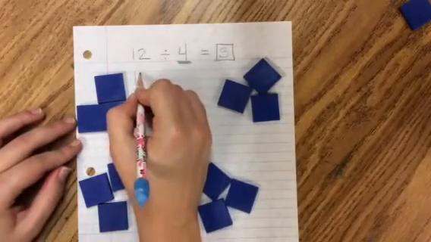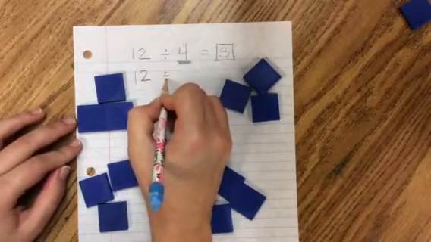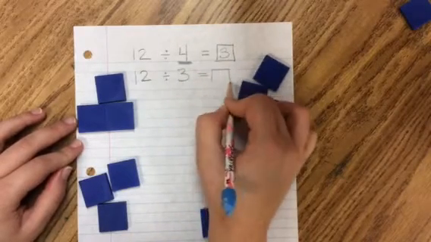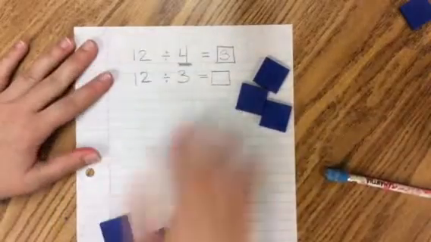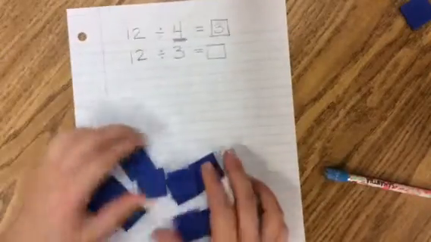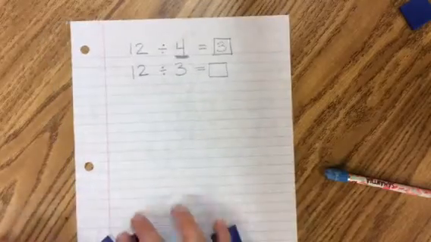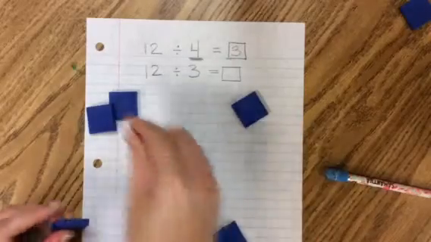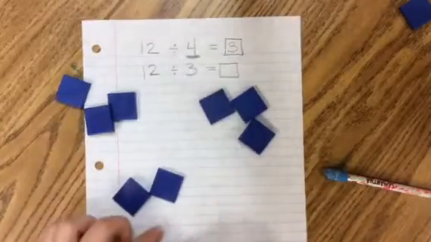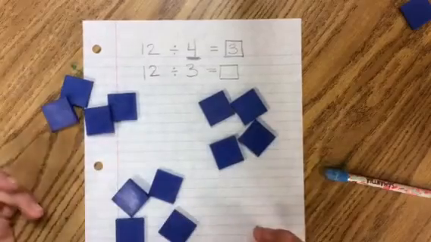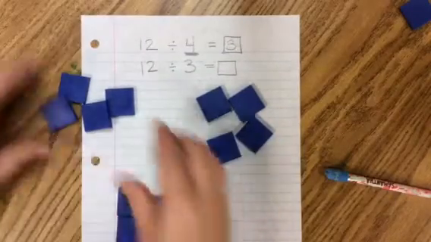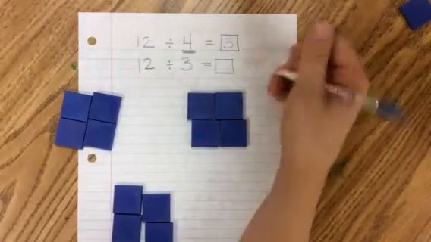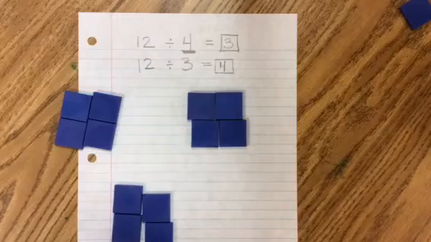Another way is, let's say we had 12 divided by 3 equals a number. Now we already know it's 4, but let me show you how to solve it. So we still have our 12 tiles. This time I'm going to make 3 equal groups. 1, 2, 3 equal groups. I'm going to share my tiles until I run out. Okay, I've run out. So now I have 3 groups, and they all have how many? 4. So 12 divided by 3 equals 4.